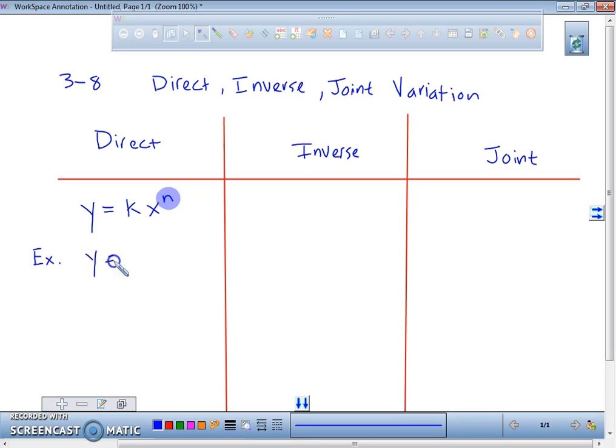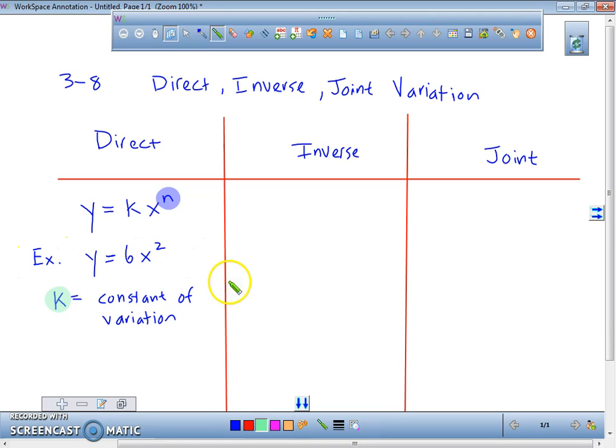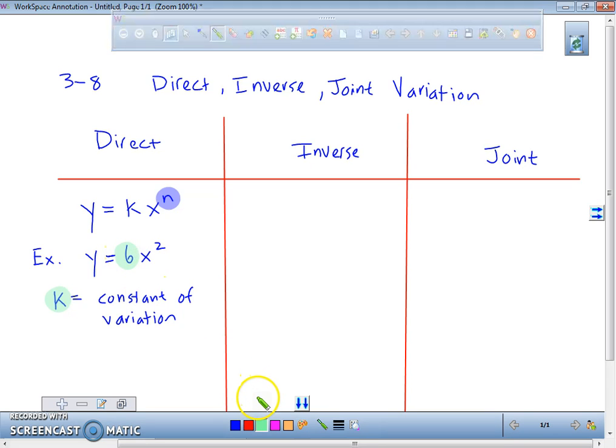You could have y equals 6x squared. That could be a direct variation problem. What does k represent in this? We talked about it yesterday. Constant of variation. So, in this particular example, if I asked you what the constant of variation was, what would you say? 6. Yeah, that would be the constant of variation.